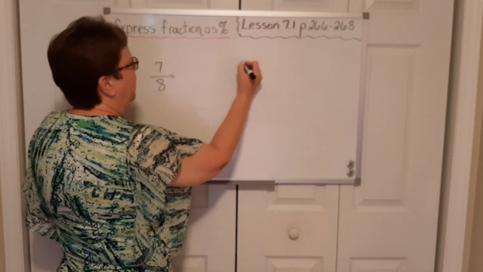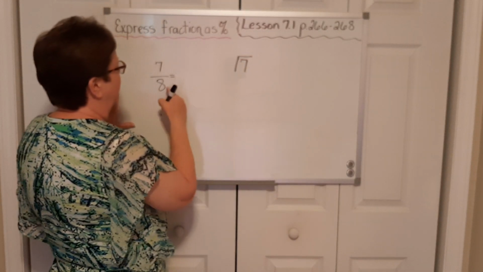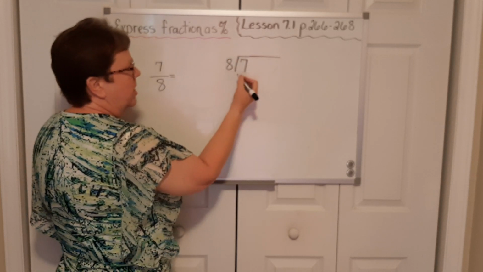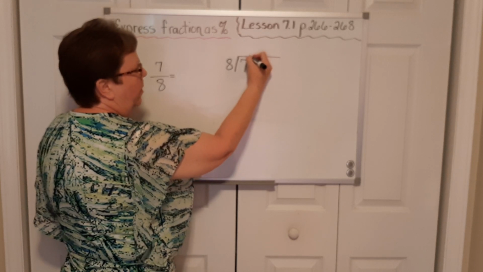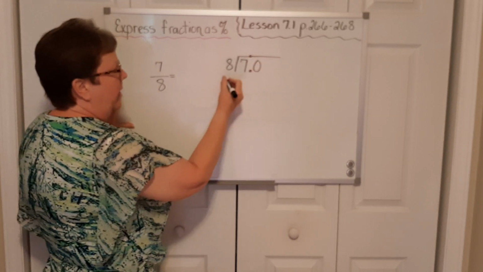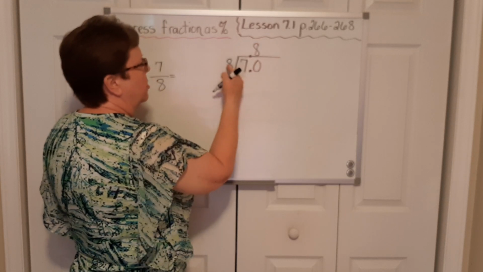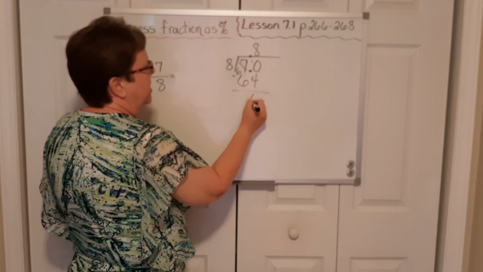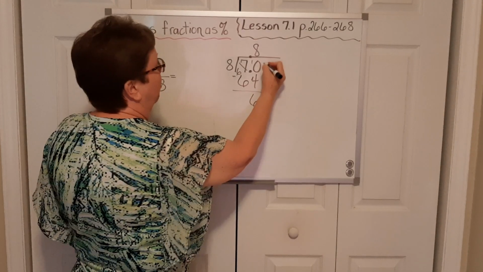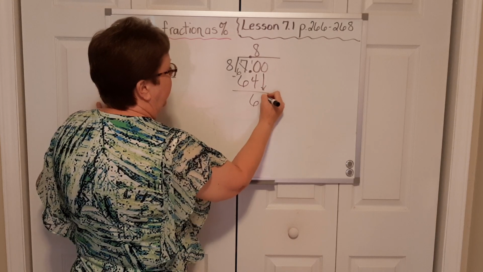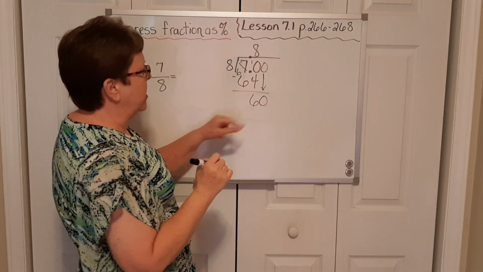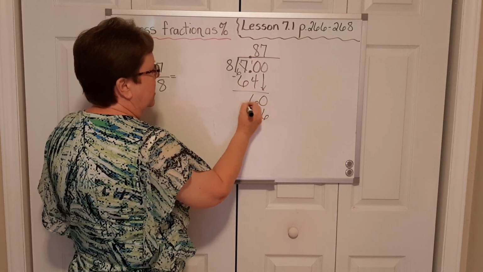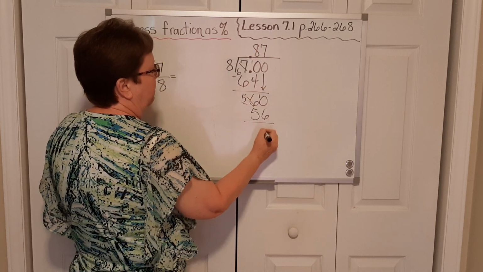We're going to take our top number, 7, and we're going to divide it by 8. Okay, 7 divided by 8. Now, 8 doesn't go into 7, so remember we put a decimal point and add a 0. Now 8 goes into 70 8 times, so 8 times 8 is 64. Now we subtract, we get a 6. Okay, it hasn't come out even yet, so let's add a 0 and bring it down. 8 goes into 60 7 times, because 8 times 7 is 56, and subtract.